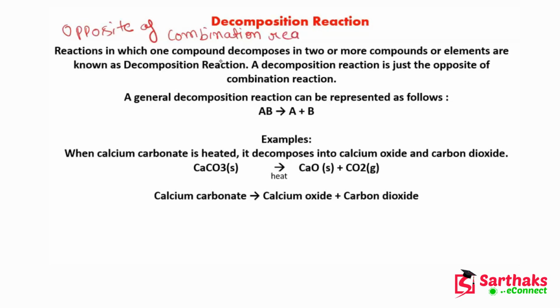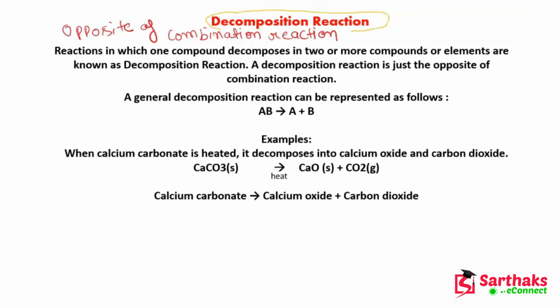Okay, how is it opposite? Because in a combination reaction, two or more reactants combine and form one product. But here, one reactant will break into two or more products. So in combination reactions, the reactants combine, but here the reactant is decomposed into different products. So that's why the name of this reaction is decomposition reaction. I hope this thing is clear.